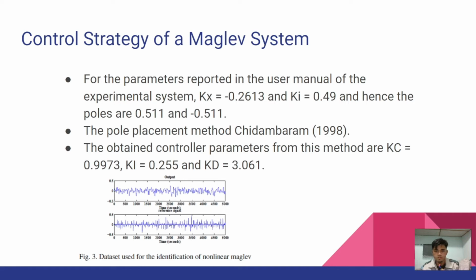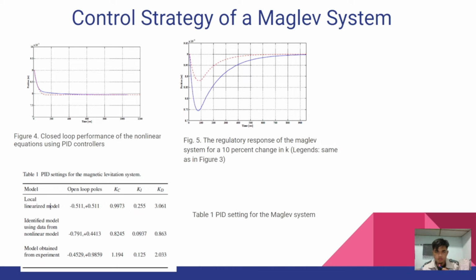In this figure, they show the dataset that was used for the identification of the nonlinear MAGLEV. The performance of the closed loop system is evaluated by simulating the nonlinear magnetic levitation system with the PID settings from both transfer function models. The result is shown in the figure, the closed loop response of the nonlinear system for a step change in the set point from 0.009 meter to 0.00795, which is shown in figure 3.